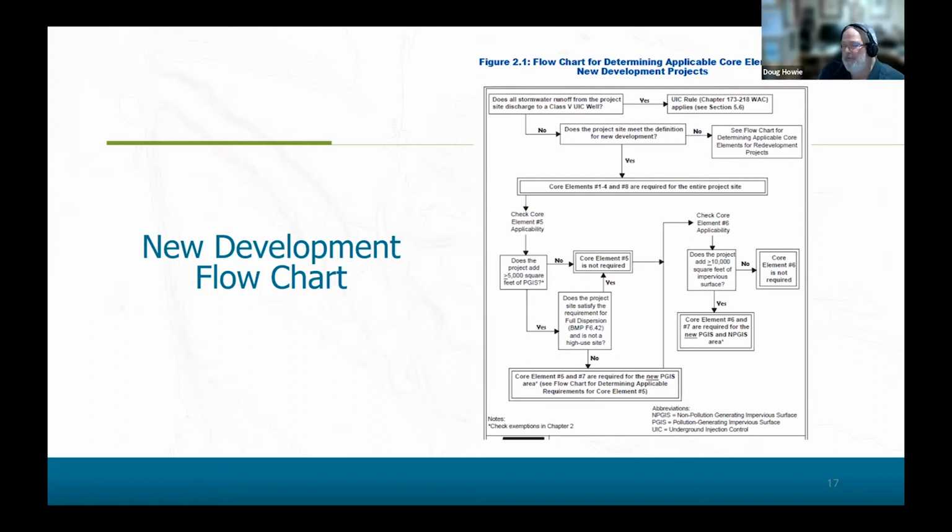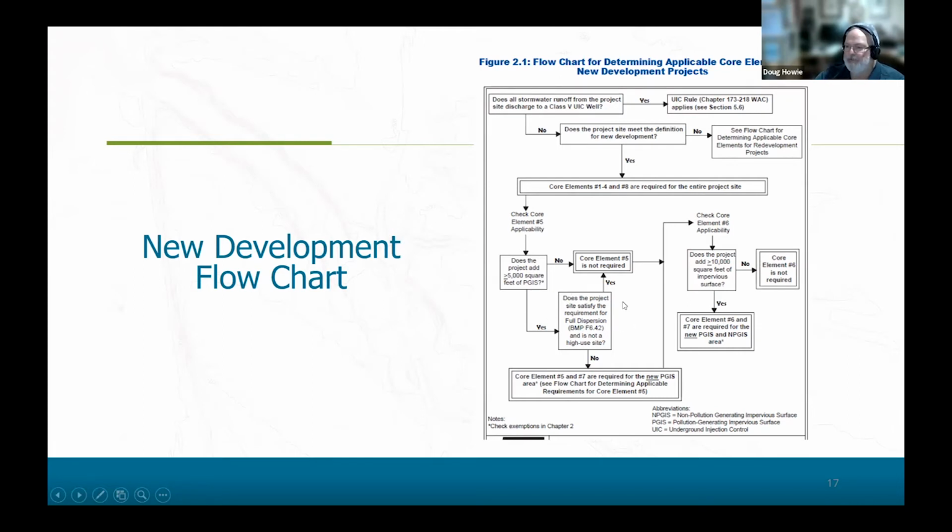You as a reviewer should have the applicant, the proponent, tell you how they went through this flow chart. Follow their path and have them show you how they answered each of those questions. Particularly this question down here about full dispersion and not a high use site.